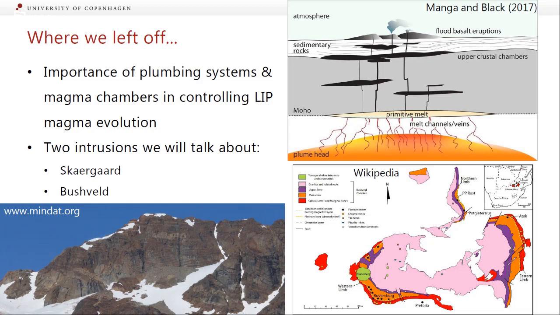So now we're actually going to look at the areas where they are crystallizing, and in particular we're going to talk about two intrusions, the Skagerrak intrusion, which is in the bottom left here, and the Bushveld, which I think you'll remember we said was the biggest layered intrusion on Earth. It's absolutely massive. And we're going to use these as examples of two end members of intrusions.